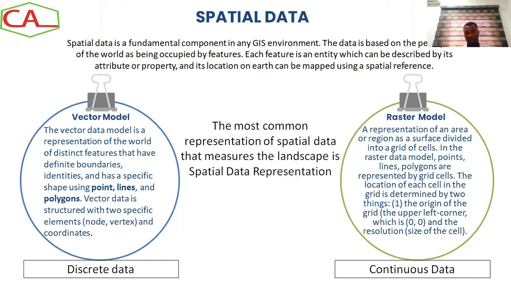of cells. Raster data goes beyond the point, the line, and polygons, and is represented by a grid of cells and can be measured in terms of resolutions. So the raster model data are continuous, while that of the vector data is discrete data.